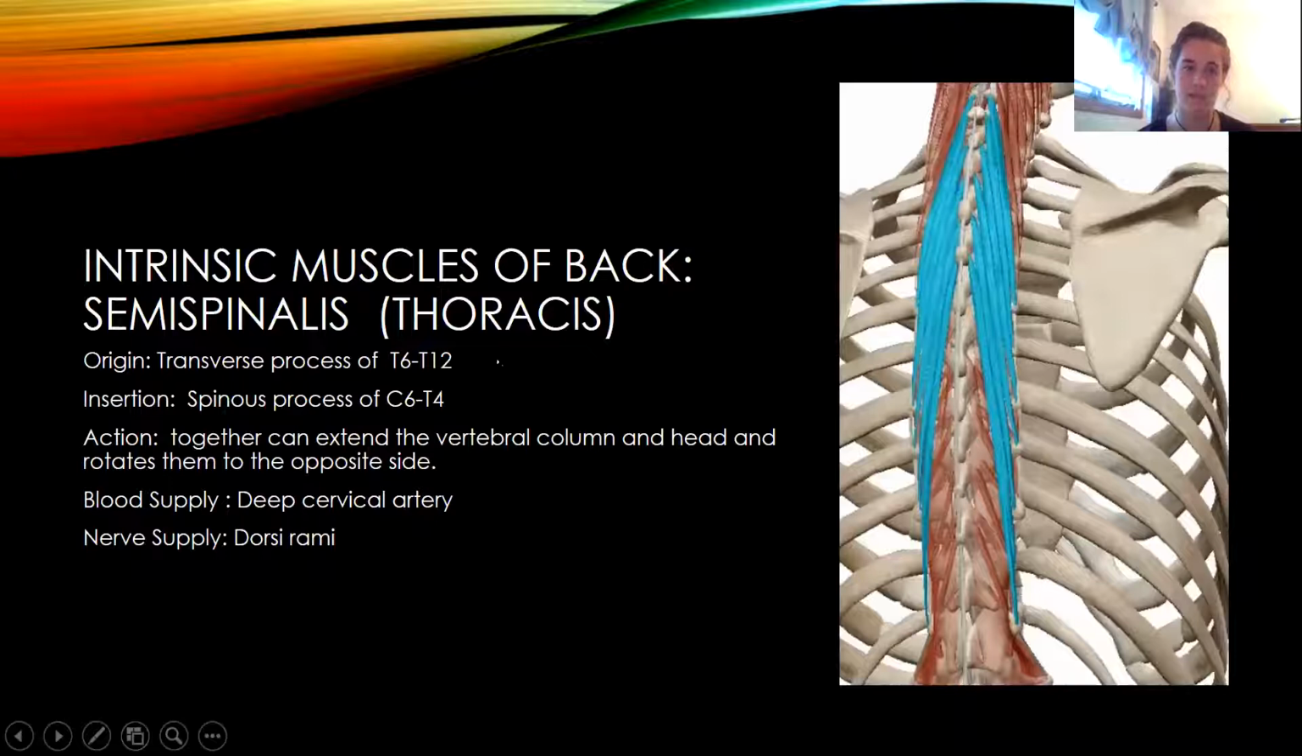So next up is the thoracis, right along here, and the origin of this is the transverse processes of thoracic vertebrae 6 through 12. The insertion is the spinous processes of C6 through T4, and the action, like I said, can extend the vertebral column and head and rotate them to the opposite side. Blood supply for this is the deep cervical artery, and the nerve innervation is the dorsal rami.